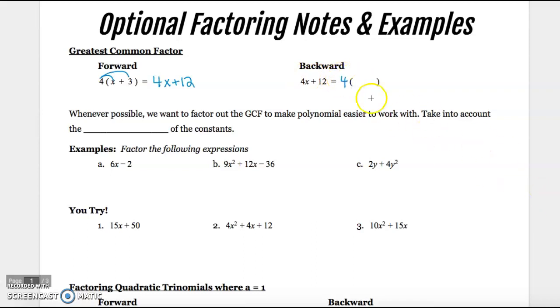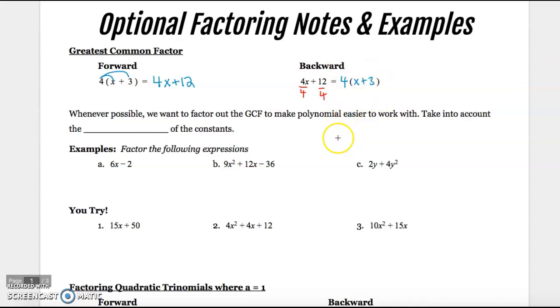And then to figure out what's left over, you're just going through and dividing out that 4. And so you're left with 4 divided by 4 is 1. There was already an x there, so x. And then 12 divided by 4 is 3. Right? So when you work forward, we call it distribution. When you work backwards, we call it pulling out or factoring the greatest common factor out. Okay?